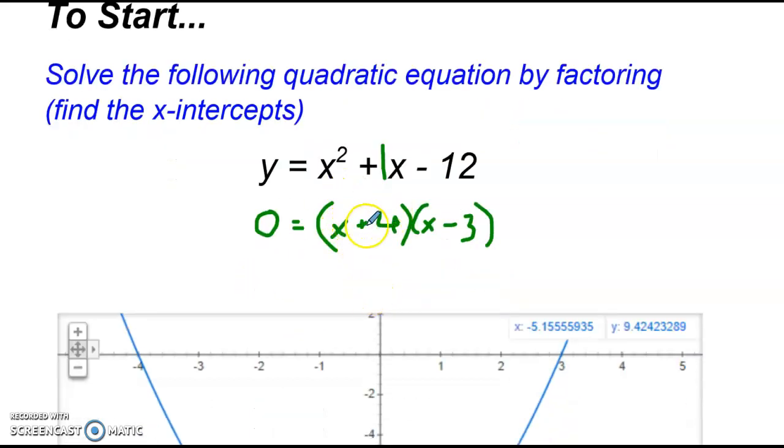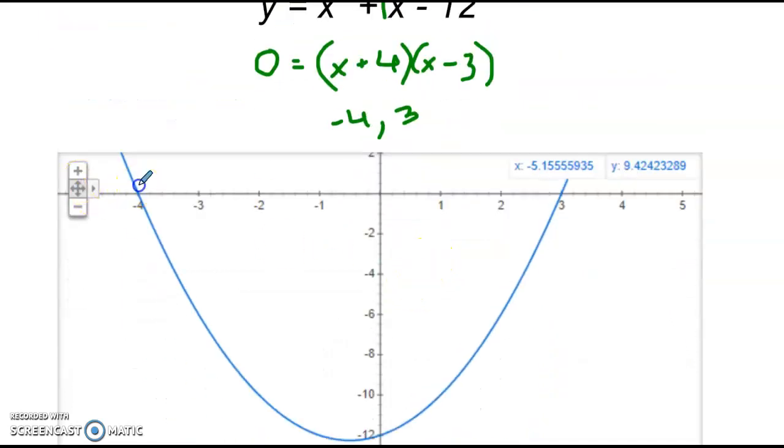This you can probably do mentally, right? So how does this one equal 0? Well, x would have to equal negative 4. How does this one equal 0? Well, x would have to equal 3. So our x-intercepts, or our solutions to this quadratic equation, are negative 4 and 3. Now, you see that in the graph here, right? Here's negative 4, and here's 3.